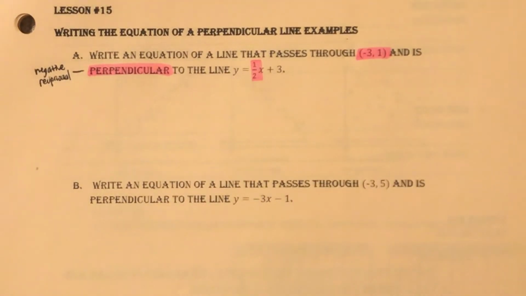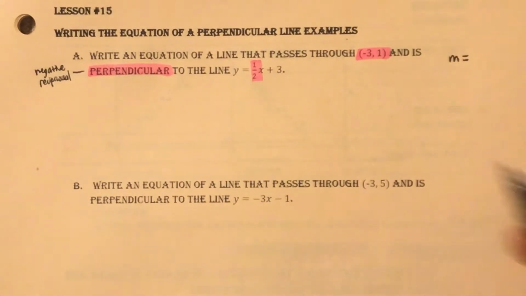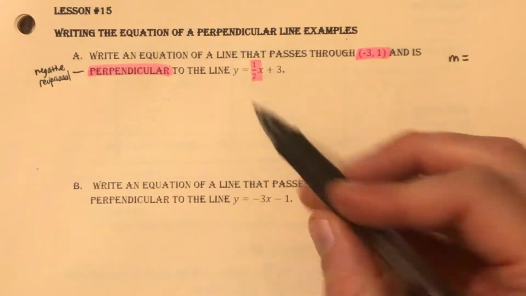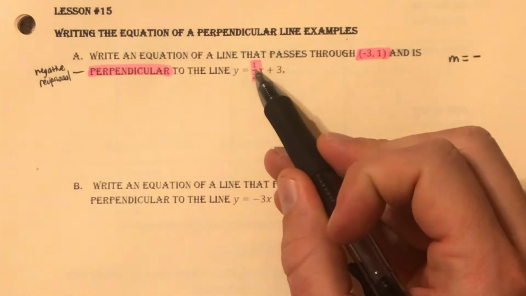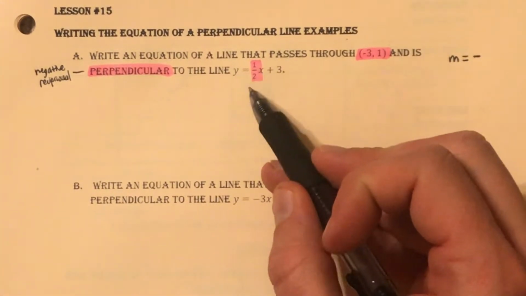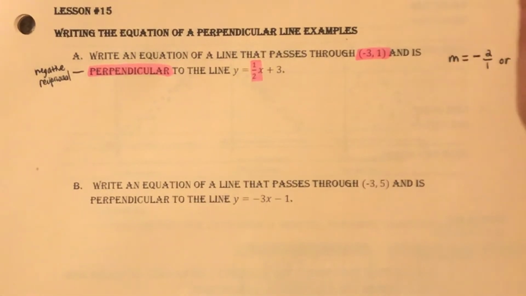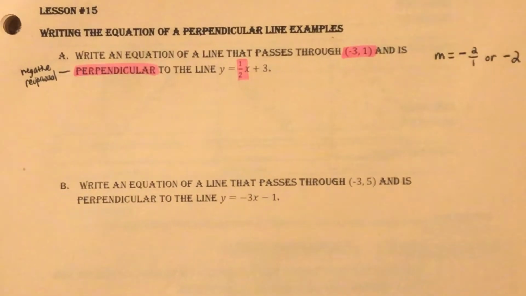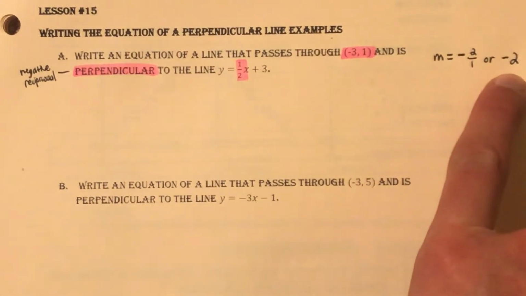So in order to figure out the new slope, I'm going to put that out to the side. I'm going to first say, oh, it was positive, so my new slope is going to be negative. And then I'm going to flip the fraction, all right? 1/2 becomes 2/1, or I can just write that all as -2. So now I've figured out my new slope of my perpendicular line.